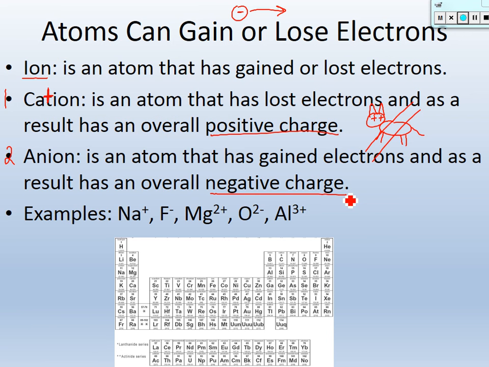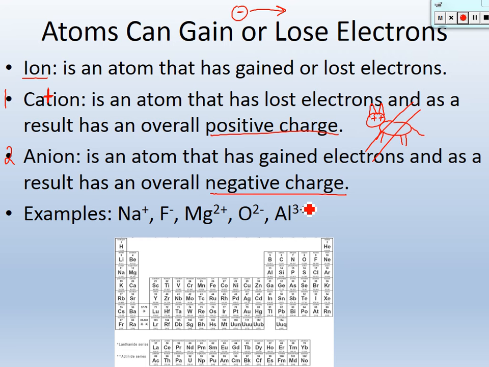Here's some examples. Let's talk about some examples real fast. Sodium, is this a cation or an anion? It's a cation. Fluorine with a negative charge. Is it a cation or an anion? Anion. What about magnesium here? Cation. What about oxygen? Anion. What about aluminum? It's a cation. Okay, so those are some examples.